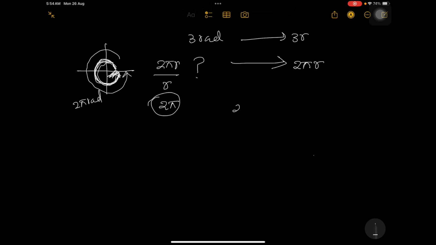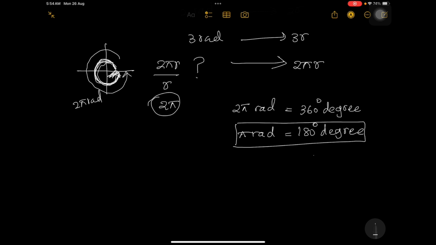Actually this 2 pi is going to be 2 pi radian. We know we are normally using the 360 degree, right? What I'm trying to do here is derive an equation which is connecting radian and degree. So pi radian is going to be 360 divided by 2, which is 180 degree. So this is the basic connection for radian and degree.